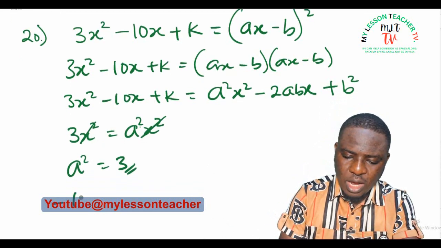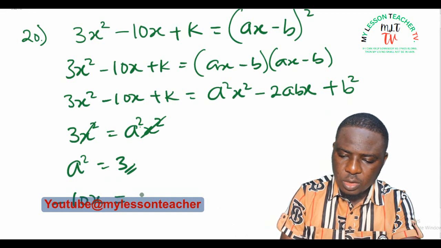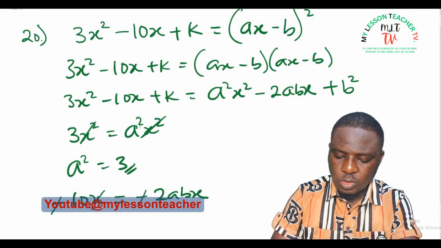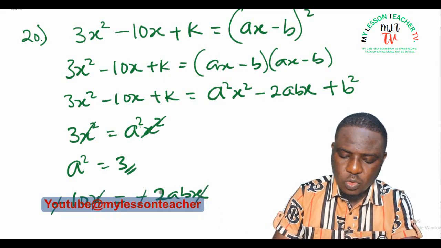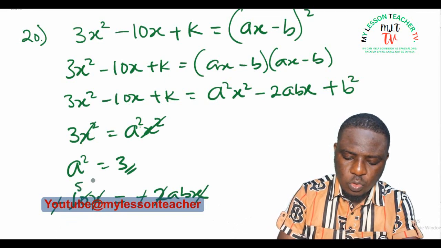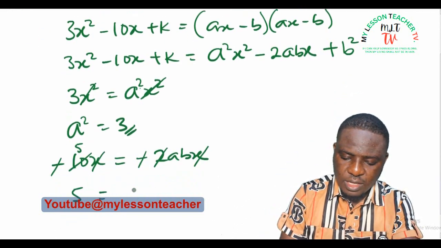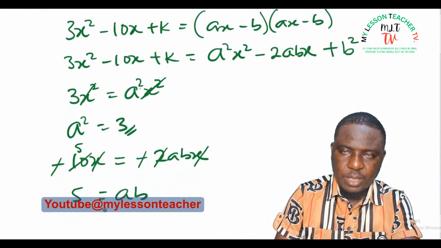Comparing the second terms, you have minus 10x to be equal to minus 2abx. And when you divide both sides by minus, this goes out. Divide both sides by x, this goes out. Divide both sides by 2, you have 5. So this becomes 5 is equal to ab.